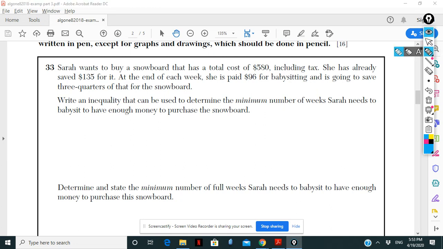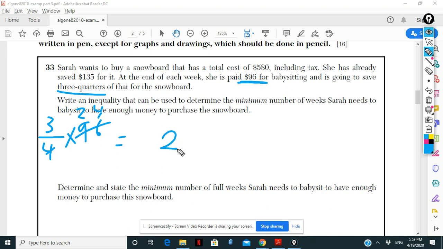So first, I'm going to highlight 96 and she's going to save 3/4. So I have to know how much she's going to save every week. So that's 24. So she's going to save every week $72. So the number of weeks x, she's saving $72 each week.